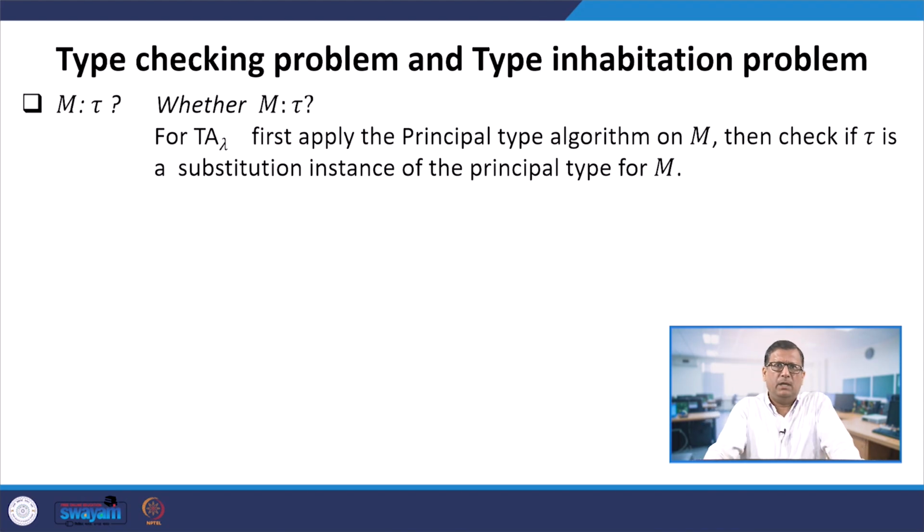Now M and tau are both given, and we are asking whether M has type tau. In order to solve this, we can first apply the principal type algorithm on M. If it is typeable, then it will return the principal type. Then we will check whether this tau is identical with the principal type, or is a substitution instance of it. That is something we can easily do. So this problem is decidable for TA lambda. These two problems, the first and the second, are more or less similar.